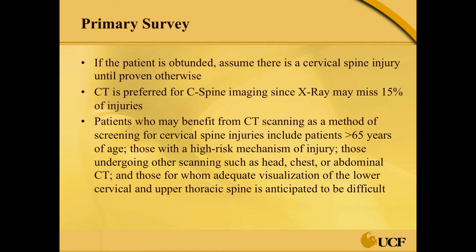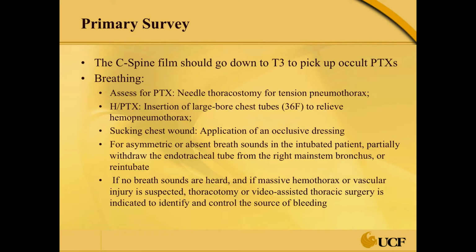And for those who you might have inadequate visualization of the lower C-spine and upper thoracic spine, someone that's morbidly obese or someone that's got significant, for example, neck edema, or Ludwig's angina, something like that, you're going to have to get the CT scan of those folks as well. You want the film to go all the way down to T3 because you want to pick up occult pneumothoraces. You don't want to miss those.